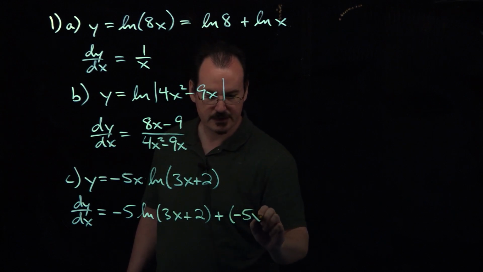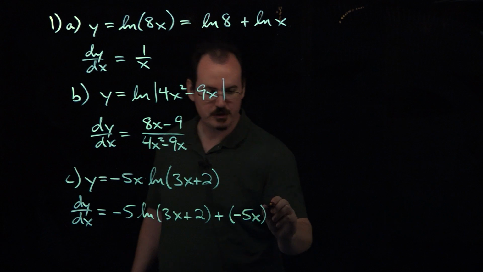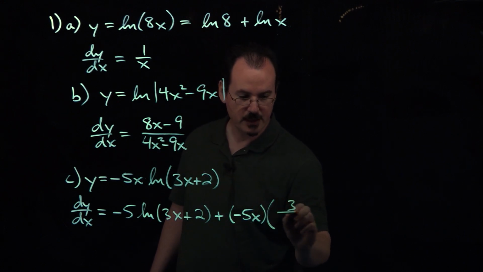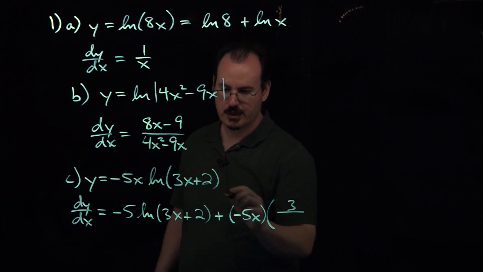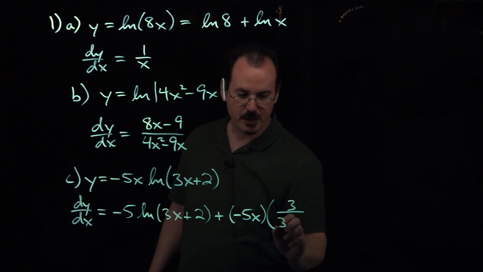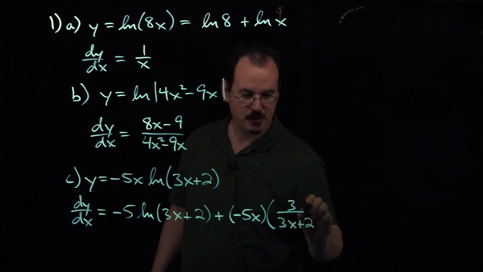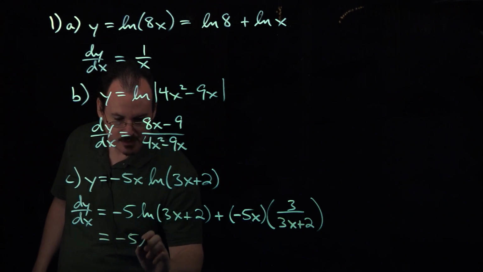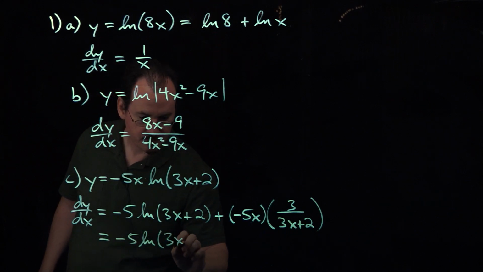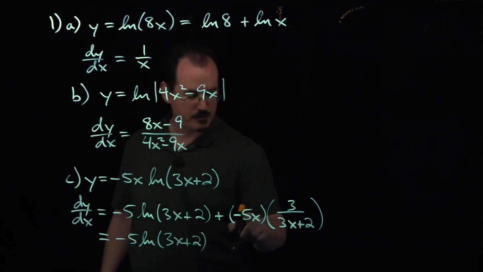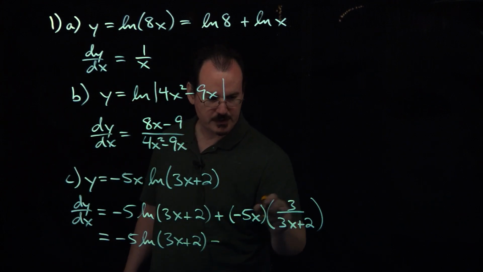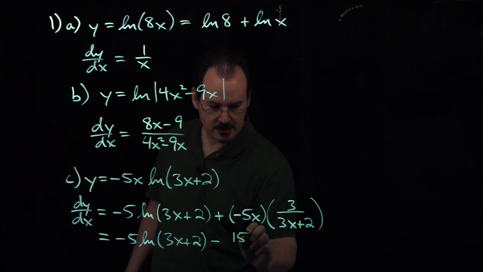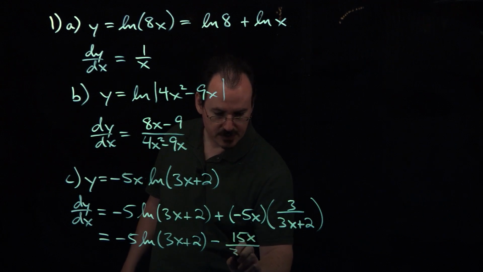So negative 5x. The derivative of the second, we need the logarithm rules for differentiating a logarithm. That's the inner function here, 3x. Its derivative is 3. Divide that by the function itself. So we get that. Let's go ahead and simplify this a little bit. We're going to get minus 5 natural log of 3x plus 2. And then here we can put the minus in front. We can move that stuff into the numerator. So we get 15x over 3x plus 2.